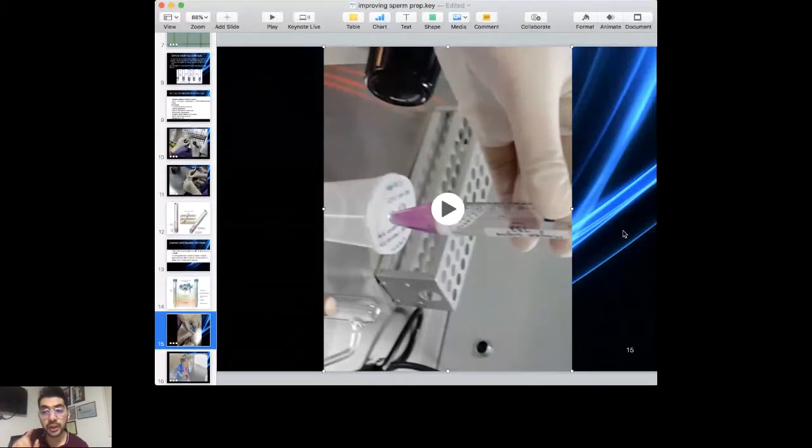So you will not get the cleanest sample if you have a large number of RBCs present. In such a scenario, I would recommend using an RBC lysis buffer, which actually lyses the RBCs, and then following it up with a sperm preparation technique.